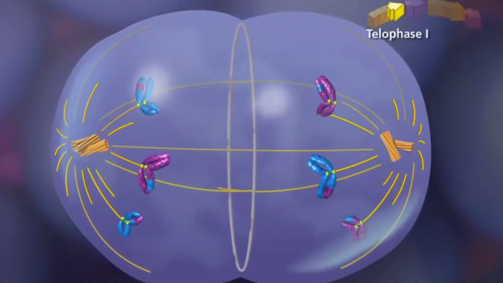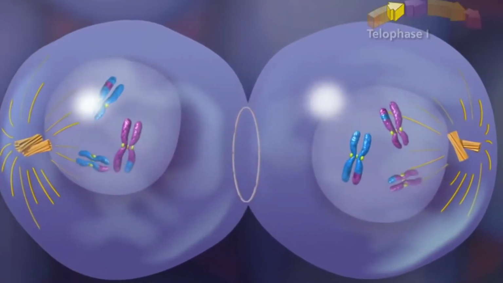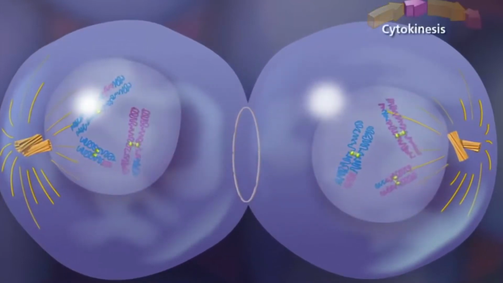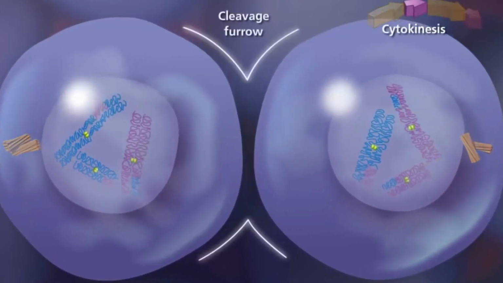In telophase 1, cytokinesis occurs but no complete reformation of the nucleus happens. The chromosomes also only partially relax and no true uncoiling happens. So, at the end of telophase 1, each of the two daughter cells that are created will only have one copy of each chromosome type. And at this point, they are now considered haploid.